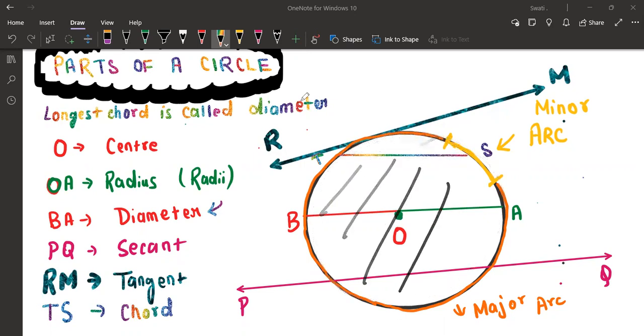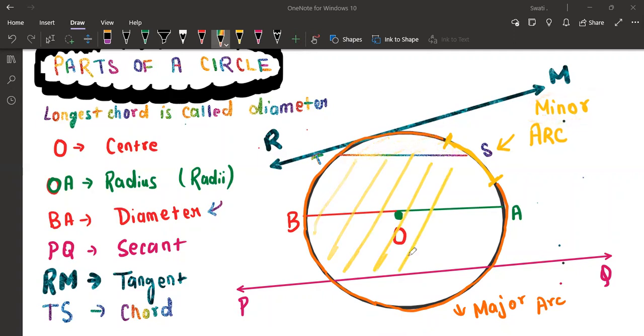Yes. So I can tell you that the two parts that you can see here are called segments. Okay, but the smaller area is called the minor segment, and this one will be called the major segment. Okay, so let me just open that.